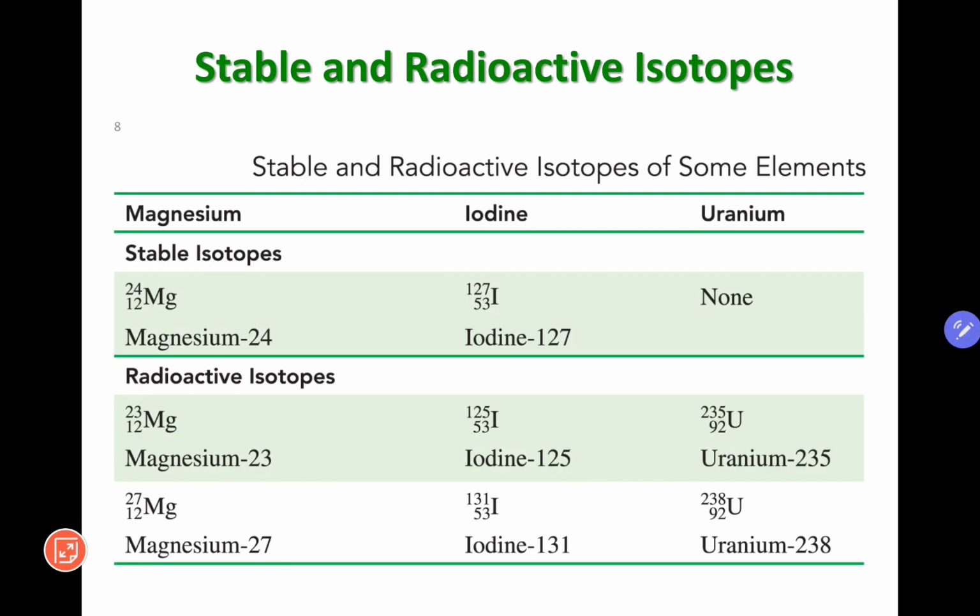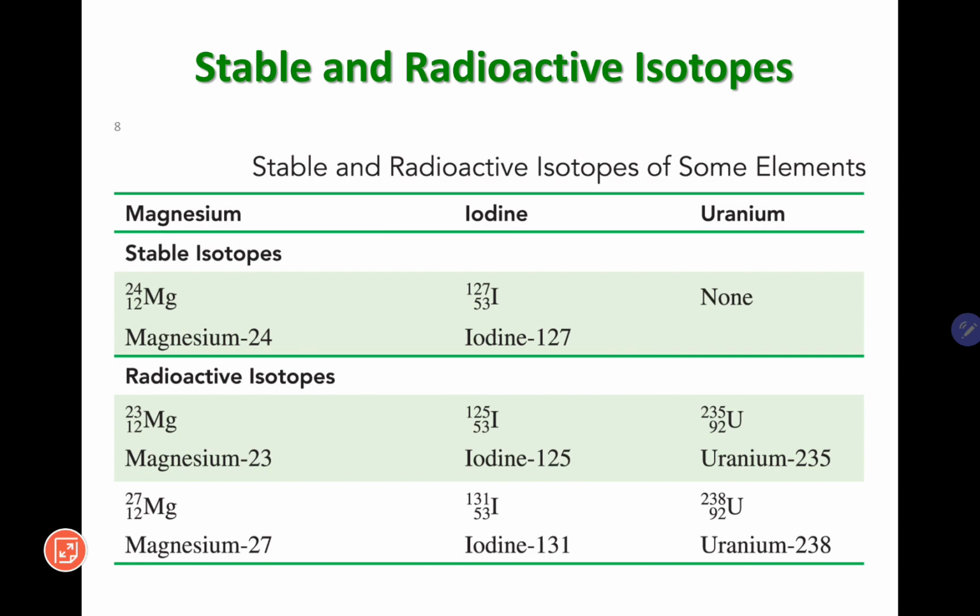All right, so here are some of the stable and radioactive isotopes for a few different elements. In here I have examples for magnesium, iodine and uranium. Most people think that magnesium, I mean, we don't usually talk about radioactive magnesium, right? Magnesium has a very stable isotope, which is magnesium-24. But actually magnesium also has highly radioactive isotopes, which are magnesium-23 and magnesium-27.